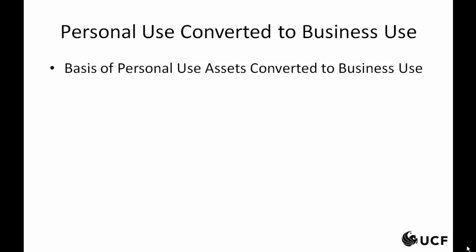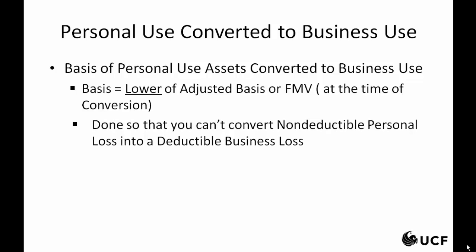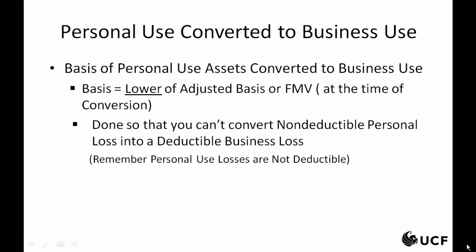So one issue that we sometimes have is when we have personal use property that we're converting to business use. The problem being, what is the basis going to be for the personal use asset now once it's converted to business use? The basis is going to be the lower of the actual adjusted basis or the fair market value at the time of the conversion. We do this so that you can't convert a non-deductible personal loss into a deductible business loss just by bringing it into business use. Remember, personal use losses are not deductible.